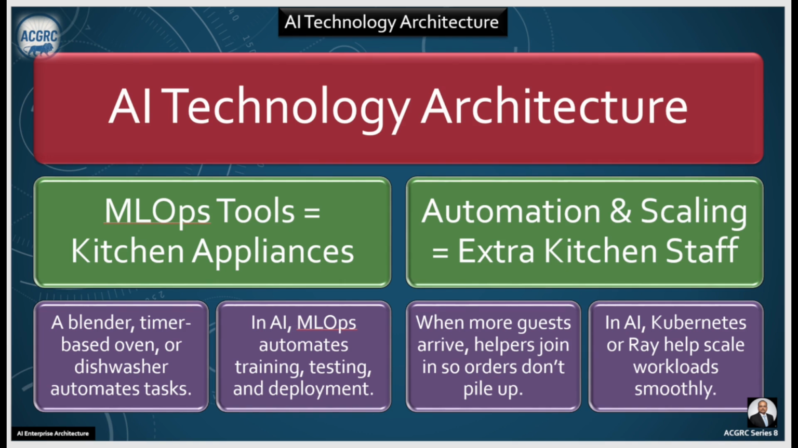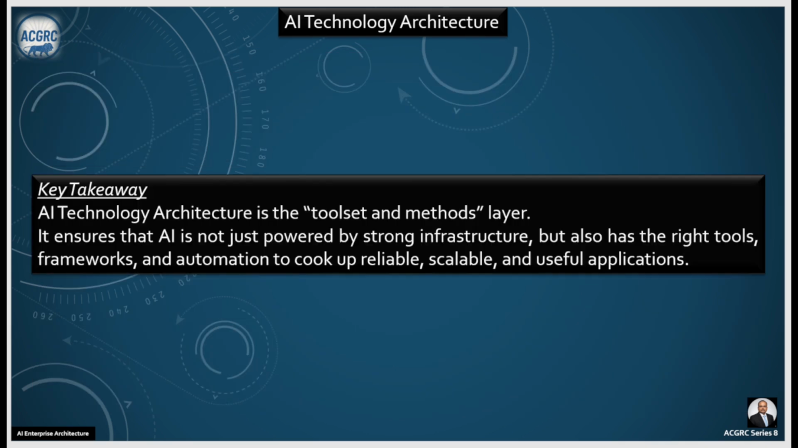The key takeaway in this AI technology architecture is that it is the tools and the methods layer. It ensures that AI is not just powered by strong infrastructure but also has the right tools, frameworks, and automation to cook up reliable, scalable, and useful applications.